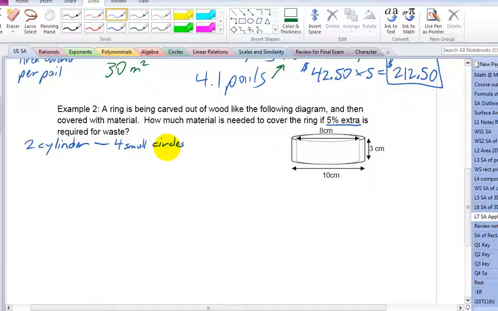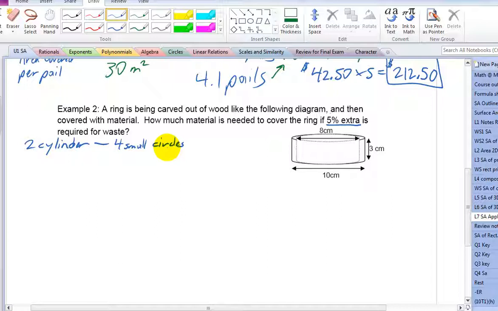Don't worry about the waste part. If you want to go 2 circles, though, the ring will go in here. Right? Because we'll have all 4 holes. 2 on top and 2 on the bottom.